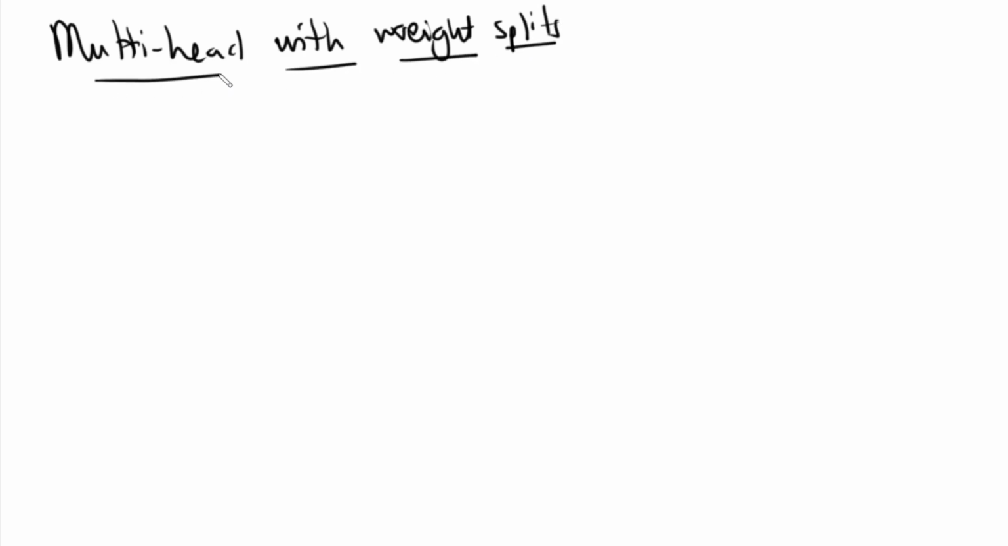Multi-head attention with weight splits. All right. So what we've done so far is we've stacked the head attention modules in that for loop and all of that. And then at the end, we merged them into the context vectors.